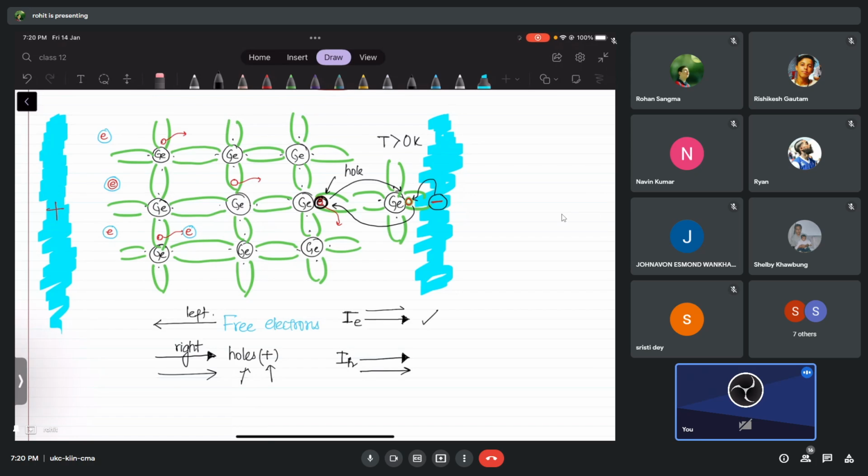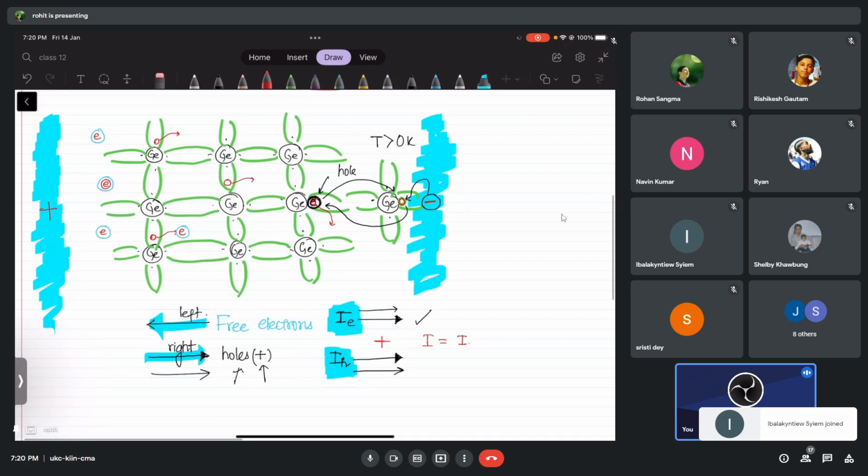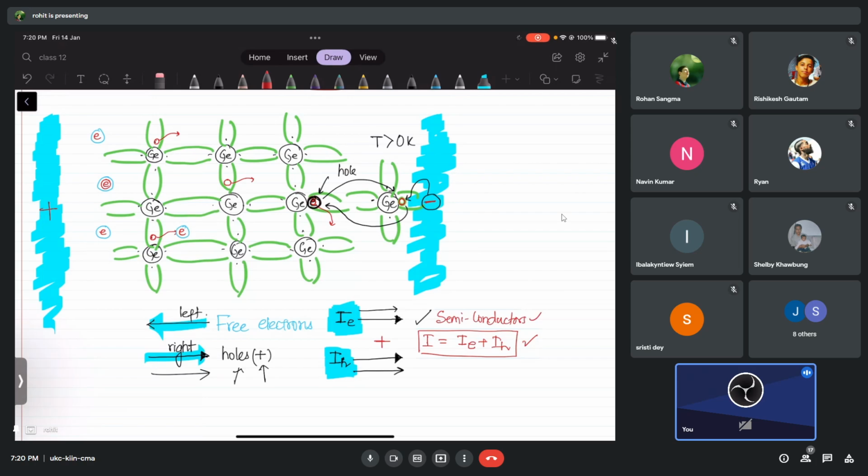Now look at the electron current and the hole current. Their motion is opposite, electrons moving to the left, holes moving to the right, but the current that we get because of both of them is in the opposite or same direction? Same direction. So the total current in a semiconductor will be equal to the hole current plus the electron current. Can you understand this? Please don't forget this, very important for semiconductors. The holes also help us in conducting current. This is very, very important. I think you understood till here.